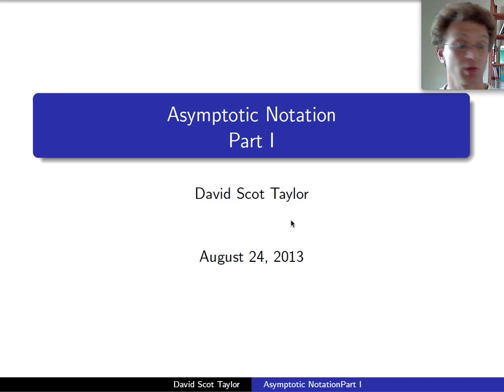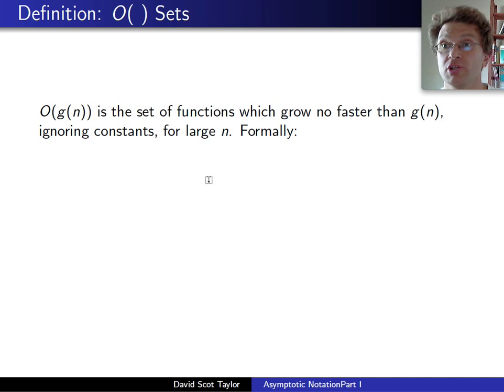Okay, today we're going to talk about asymptotic notation. So big O notation and other asymptotic notation. Big O of g of n is the set of functions which grow no faster than g of n. G of n is going to be an upper bound on how fast the functions of the set big O of g of n grow. Now when we talk about how fast functions grow, we're going to ignore constant multiples.